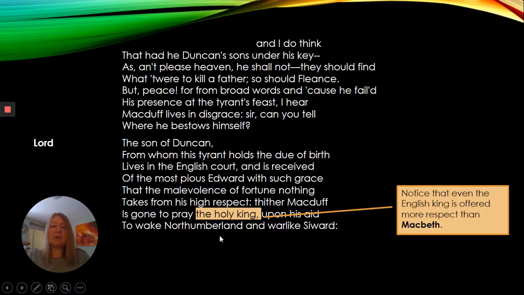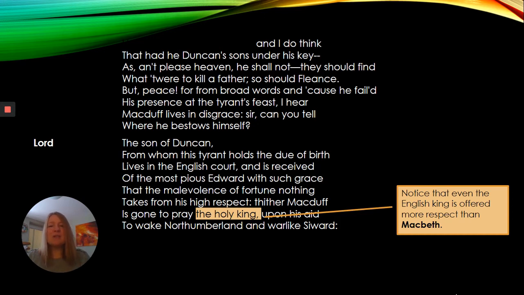And again, we've got holy kings. So we've had pious, now we've got holy, we had gracious Duncan. Notice that there are three kings in this scene. There's Duncan, there's Edward, and there's Macbeth, but only two of them get given any honour. Only two of them are described in a positive and honourable way.